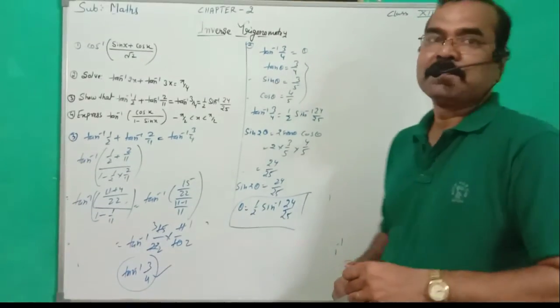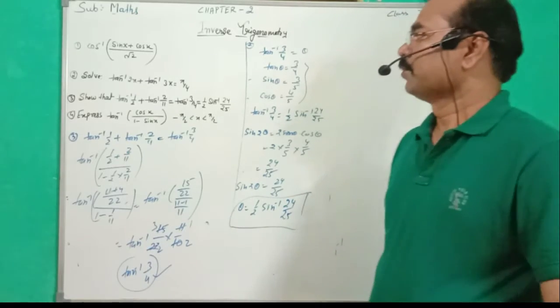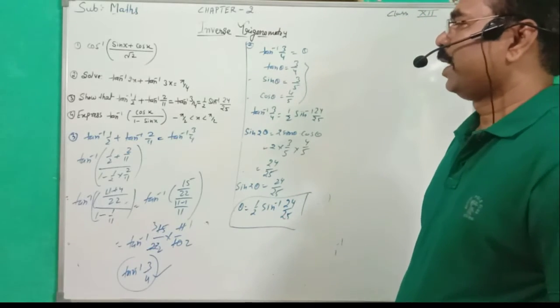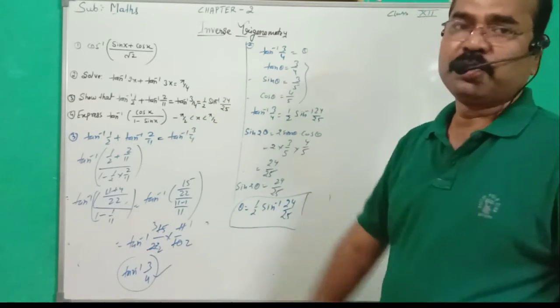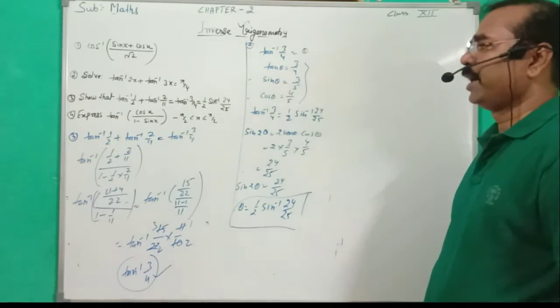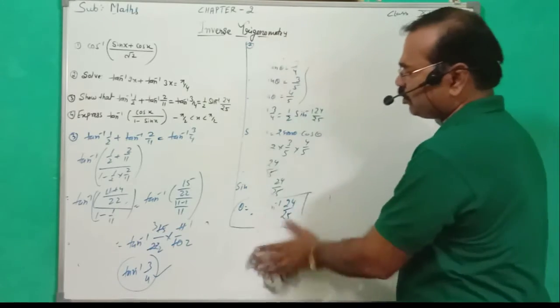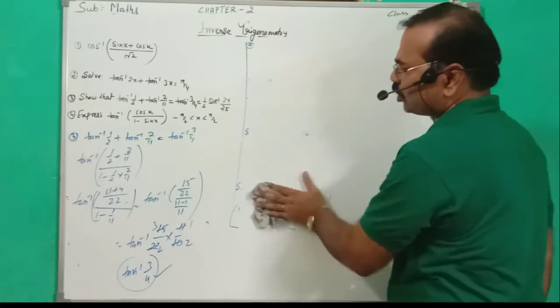Okay students, now one more question: tan⁻¹(cos x/(1 − sin x)), where the value of x is from −π/2 to +π/2. So now we have to solve that. Okay students, now look at that question.